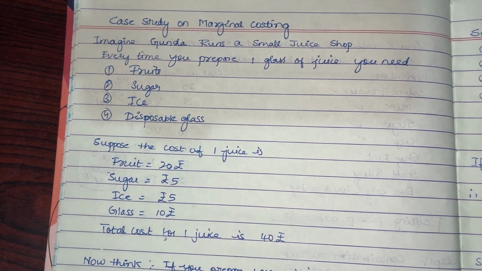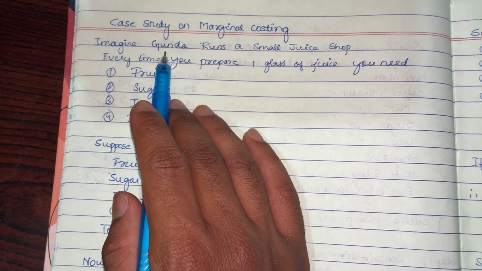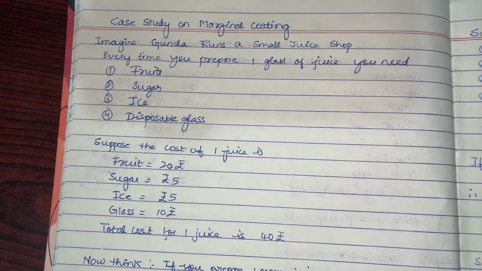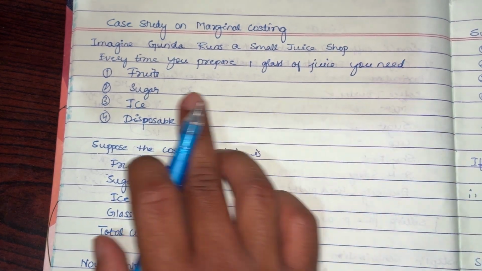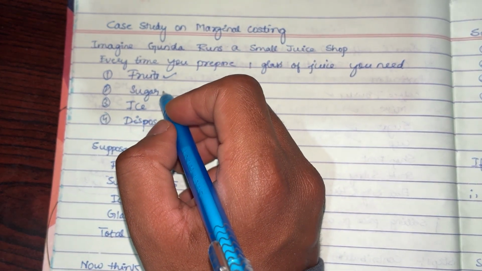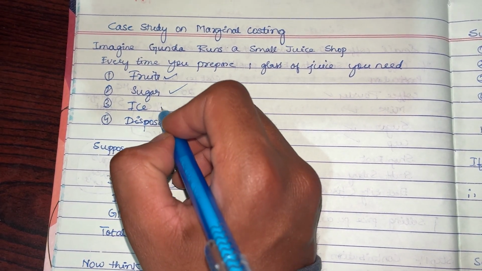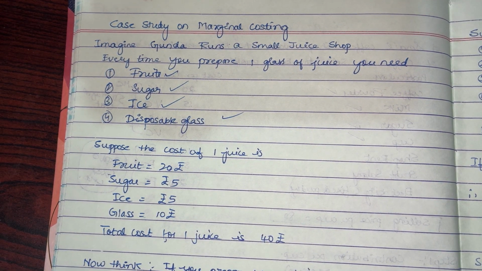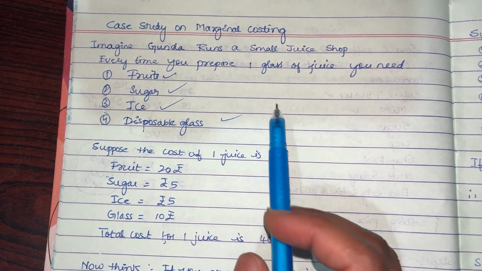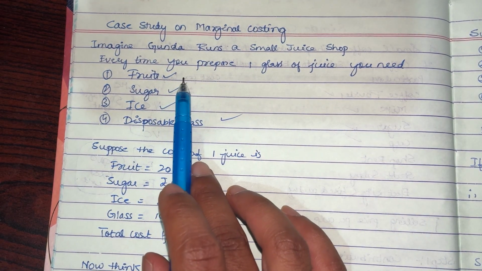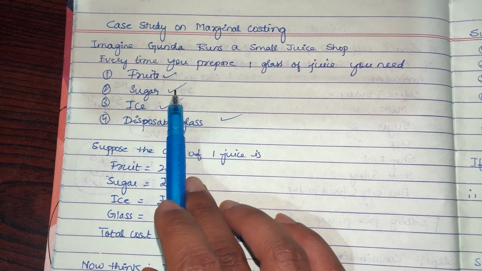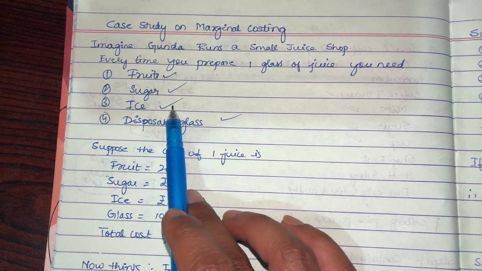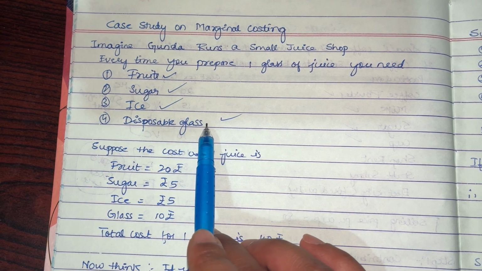So now let us start a case study question here to understand. So imagine Gunda runs a small juice shop. Every time Gunda wants to prepare one glass of juice, he needs fruit, sugar, ice, and a disposable glass. So if Gunda wants to run a small juice shop, and every time he prepares a glass of juice, he needs a fruit to prepare the juice, he needs to add sugar, and for a summer effect he needs to add ice cubes, and he needs disposable glasses to serve the juice.